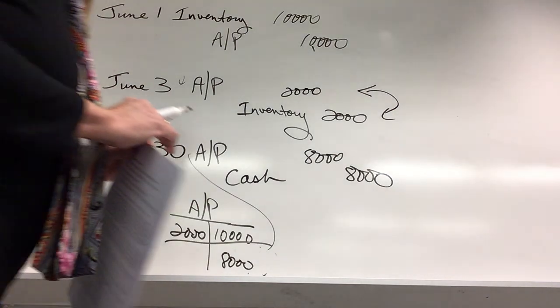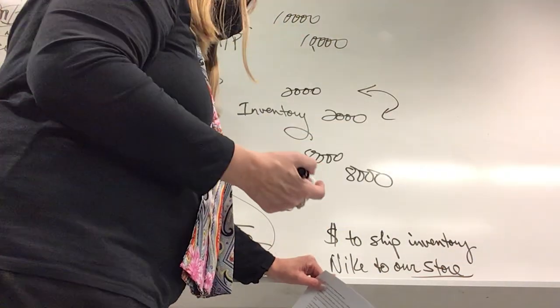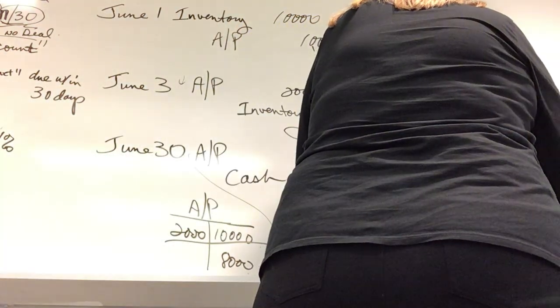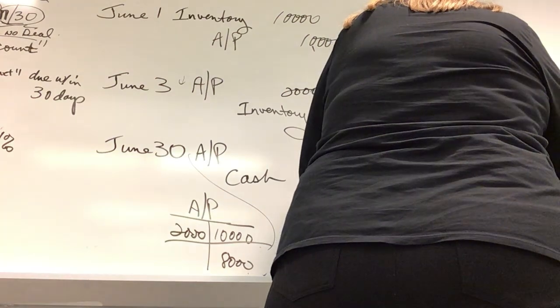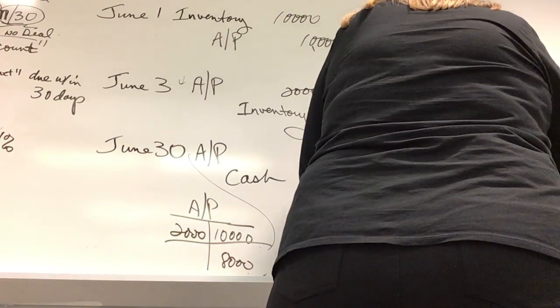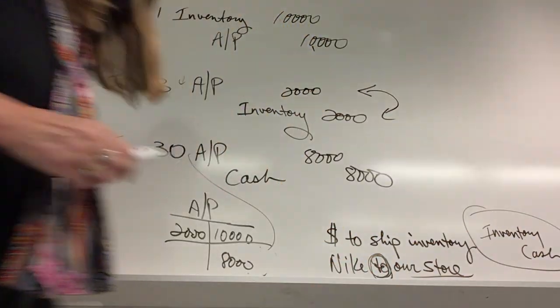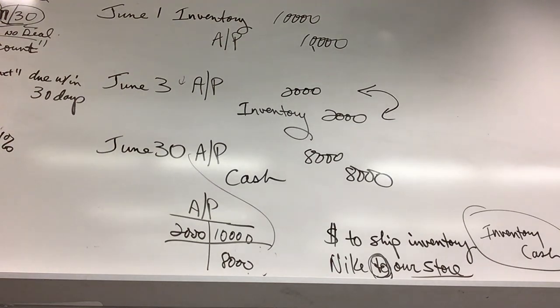I might ask what happens if we have to pay money to ship the inventory from Nike to our store. Okay, so the shipping cost is the shipping cost to come to our store, and that is going to have to go to inventory. Usually we pay cash for the shipping. Okay, so to our store, that's the key here. When it's going to our store, we're going to put it to inventory, not shipping expense.